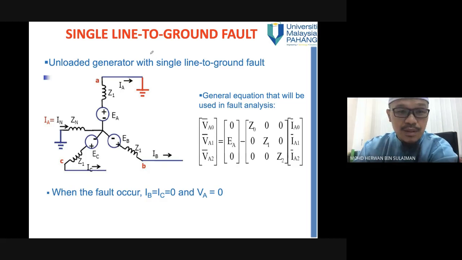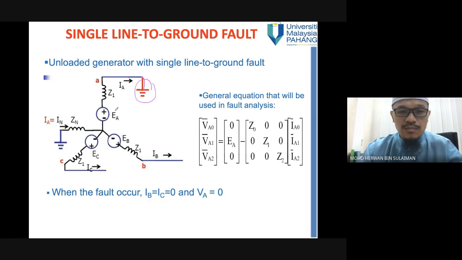So, the unloaded generator with a single line to ground fault. Basically we have a simple unloaded generator. The connection of the generator is Y type, and then we have the neutral. For this analysis, we consider phase A as the reference. So let's say phase A is shorted to ground here.